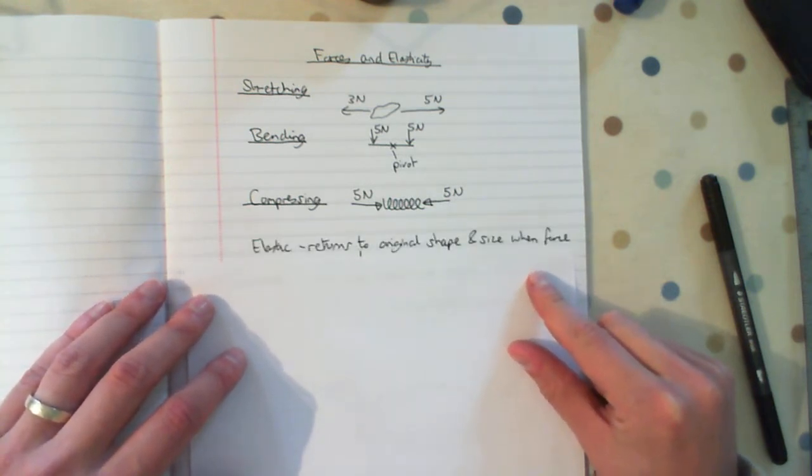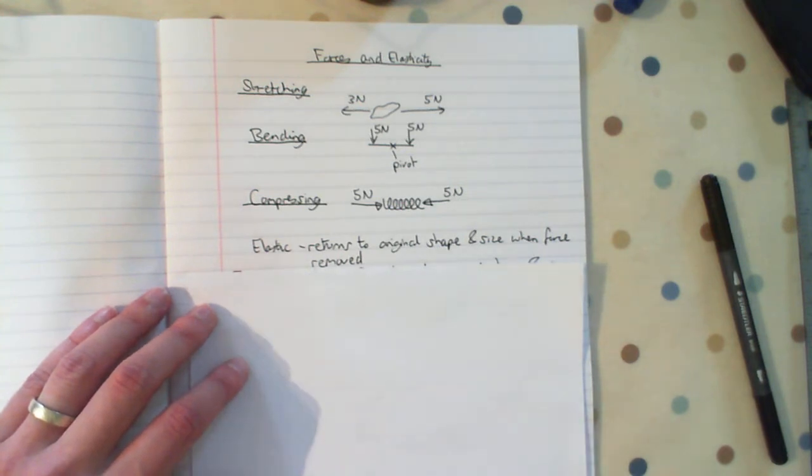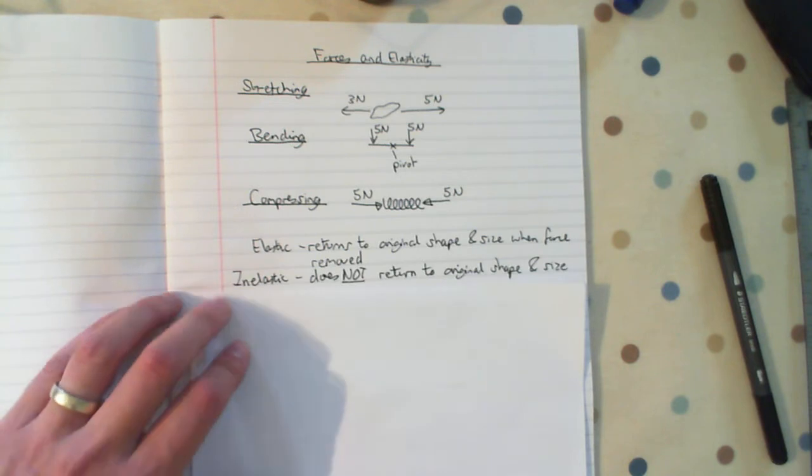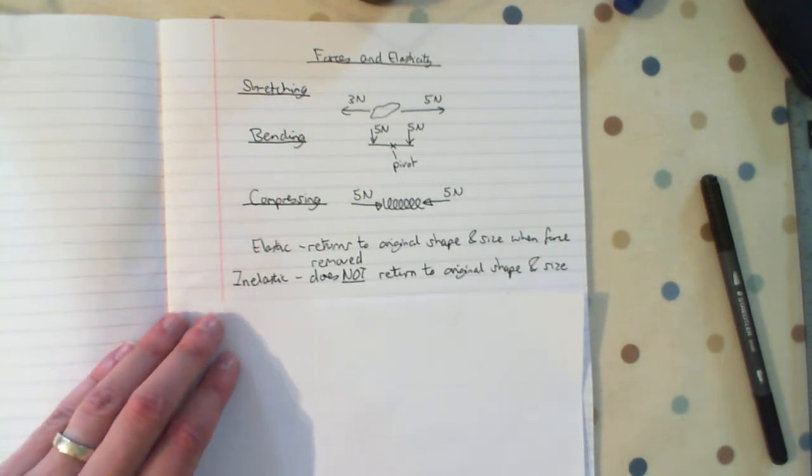There's different types of elasticity. There's elastic, and that's where the object returns to its original shape and size when the force is removed. And there's inelastic, which does not return to its original shape and size when the force is removed.